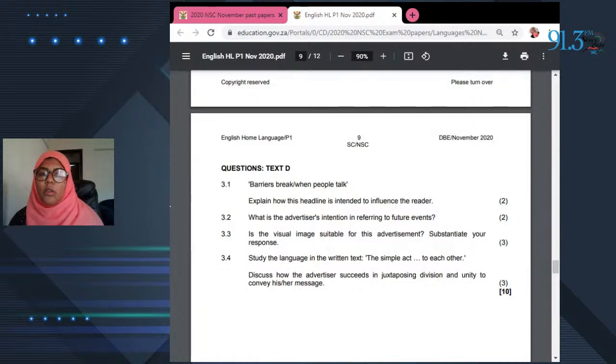So then the third question also, is the visual image suitable for this advertisement? So now you're going to look at what the advertising is, which is communications, and Airtel, which is the company that they are promoting, and you connect that to whatever you see there. So you see there the barbed wire fence, you see the wires, and then you see the children playing. So there's 2 points for this answer, right? You can either say yes or you can say no, because ultimately it's your choice.